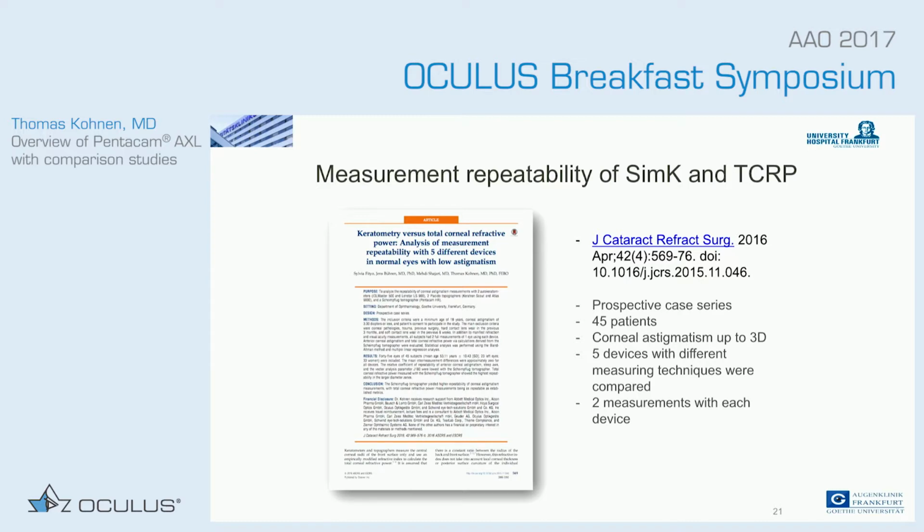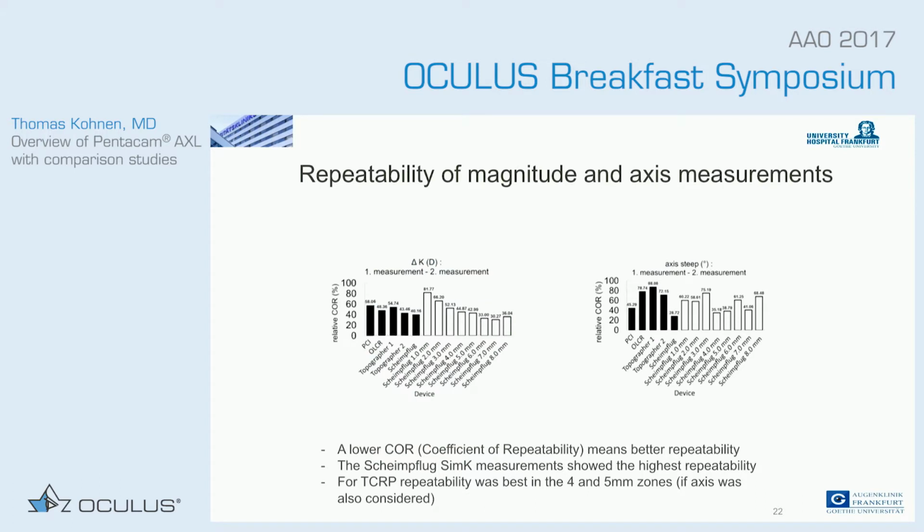Now, repeatability, I think, is very important. We did a study in 2016, a prospective case series of 45 patients with corneal astigmatism up to 3 diopters, and we compared 5 devices with different measuring techniques. 2 measurements with each device were done, and you can see the outcome of this study here. We found that a low coefficient of repeatability means better repeatability overall. The Fluke SIMK measure showed the highest repeatability in this study.